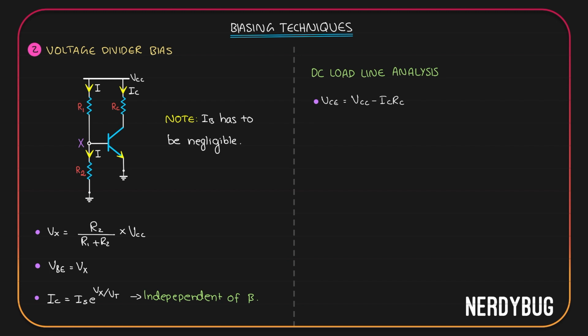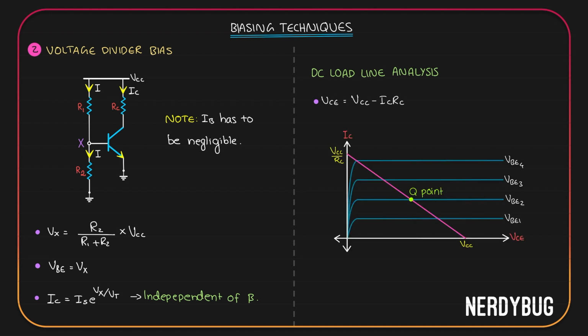So for the DC load line analysis, we can still take the same equation. VCE is VCC minus ICRC. The graph is going to look exactly the same. Everything we discussed in the fixed bias is applicable here also.